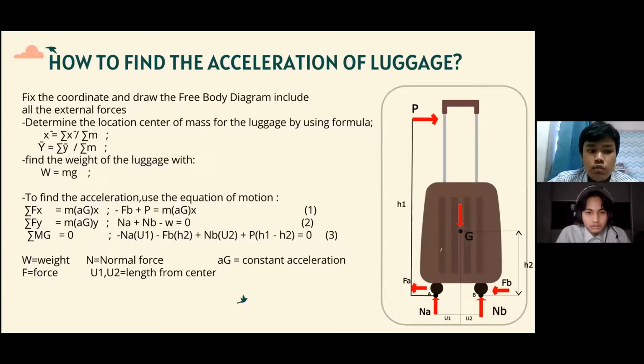As for the third equation, we will use the formula of moment. Total moment at G equals 0. As for the luggage case, the equation will be negative normal force A times u1, minus force B times h2, plus normal force B times u2, plus force P times h1 minus h2, equals 0. As for u1, u2, h1, and h2, they are the lengths from the center. After finding all three equations, we can use simultaneous equations to find all the forces, and after that we can also find the constant acceleration.